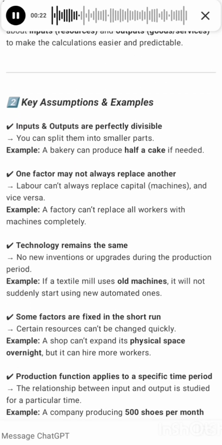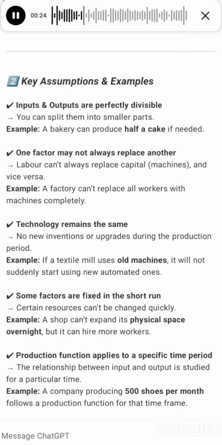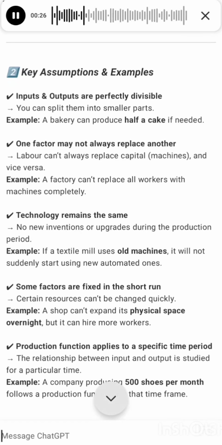Key assumptions and examples. Inputs and outputs are perfectly divisible. You can split them into smaller parts. Example, a bakery can produce half a cake if needed. One factor may not always replace another. Labor can't always replace capital (machines) and vice versa. Example, a factory can't replace all workers with machines completely.